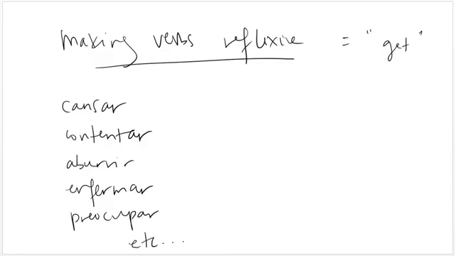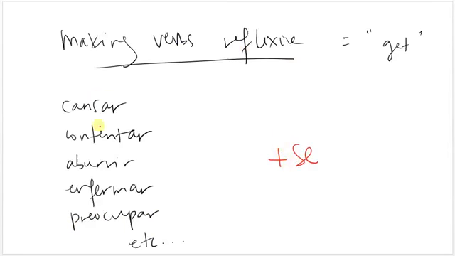Okay, and then you can make a lot of verbs reflexive. You can just add a se at the end and it means to get. So most of these verbs are emotional verbs or thinking verbs and things like that. Cansar, to be tired. If you want to say to get tired, you would just use cansarse. Contentar, to be happy. If you wanted to say to get happy, you would say contentarse. Aburrir, to bore or to be bored. Aburrirse, to get bored. Enfermar, to be sick. Add a se, enfermarse, to get sick.